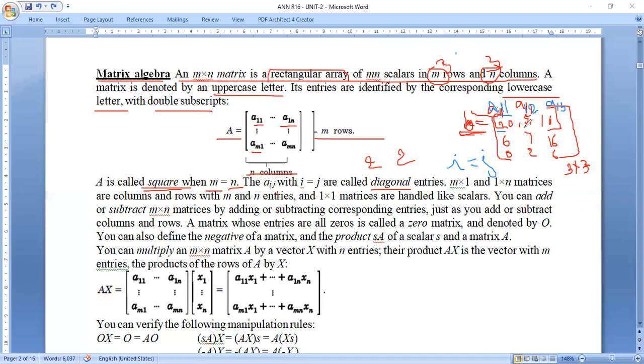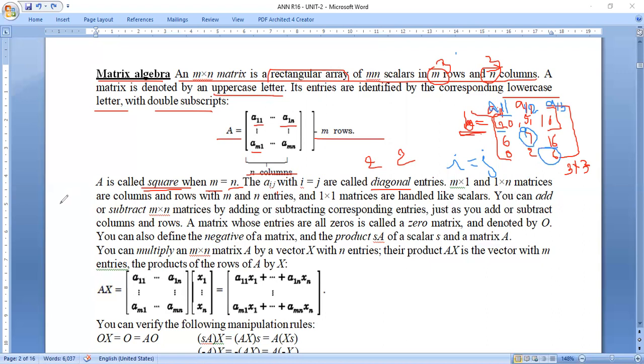Next, A22 is 7, a diagonal value, and A33 is 6, that is also a diagonal value. Okay, that is about diagonal values.